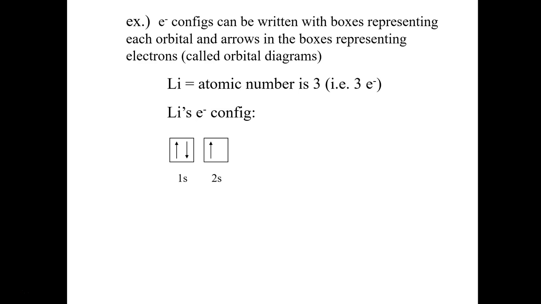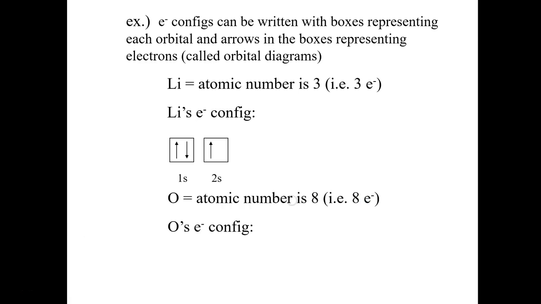So there we go. That's lithium's orbital diagram. Its 1s has 2 electrons in it, and its 2s has 1 electron in it. I don't have to keep going because I don't have any more electrons to put anywhere. So that's pretty easy. Let's try this for oxygen.